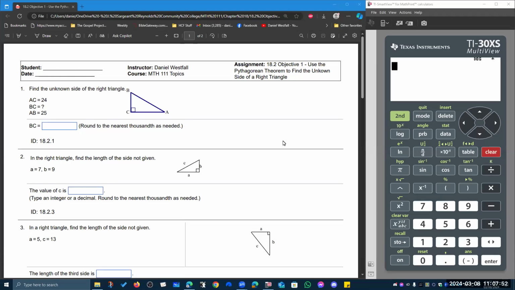In this video, we're going to talk about 18.2, Objective 1, where we use the Pythagorean theorem to find the unknown side of a right triangle. The Pythagorean theorem calls the legs of the right triangle A and B. The legs are the sides that make up the right angle. The side across from the right angle is called C.